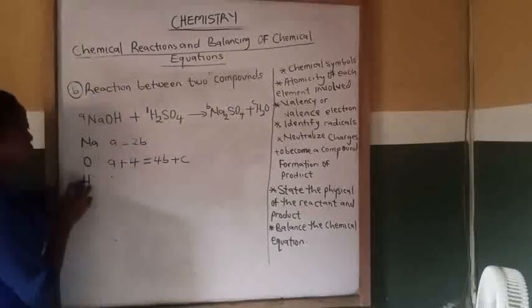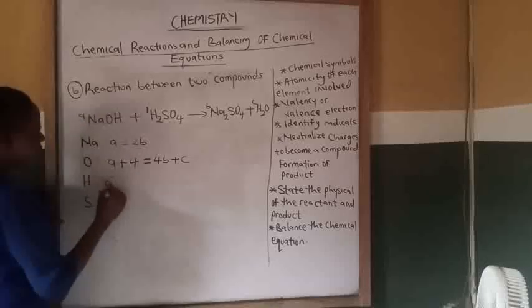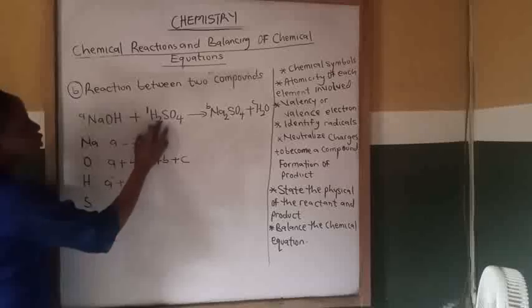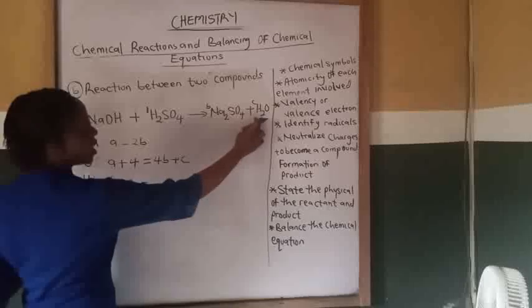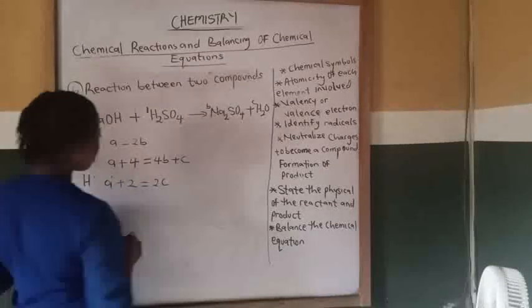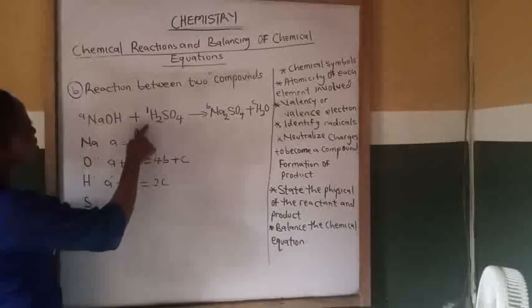Then hydrogen. How many hydrogen here? 1. 1 times A, that is A. Then there's hydrogen here plus, how many hydrogen here? 2. 2 times 1, that is 2, equal to, hydrogen at this side, that is 2. 2 times C will give me 2C.